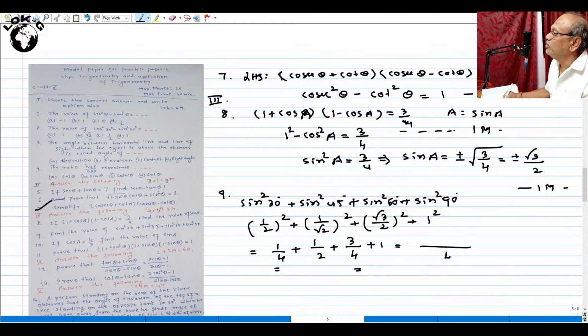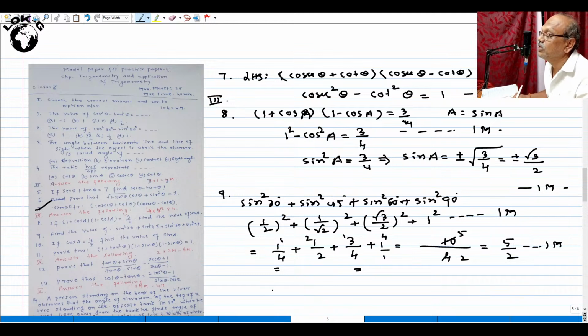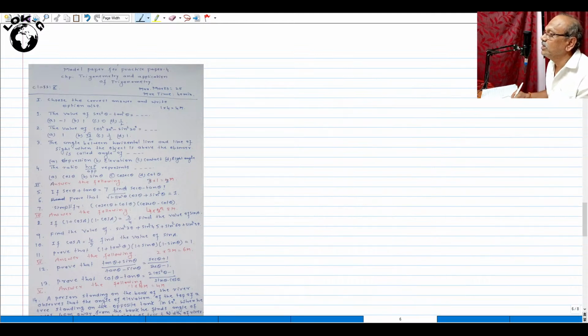And if you can't do it, you take LCM, which is 4. 4 ones are 4, 2 twos are 4, 1 fours are 4. Use some easy tricks. 1 plus 2 is 3, 3 plus 3 is 6, 6 plus 4 is 10. You get the answer 10 by 4. That is 2 fives are 10, 2 twos are 4. Therefore your answer is 5 by 2. For correct substitution of the values, you get 1 mark. For the remaining simplification, you get 1 mark. It is a problem for 2 marks. Let us move on to the next question.